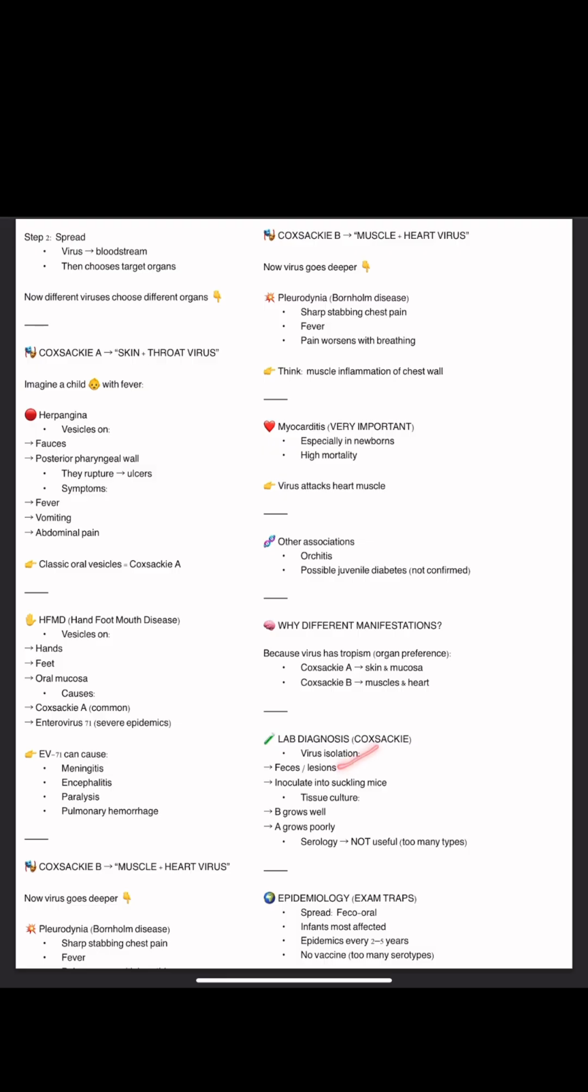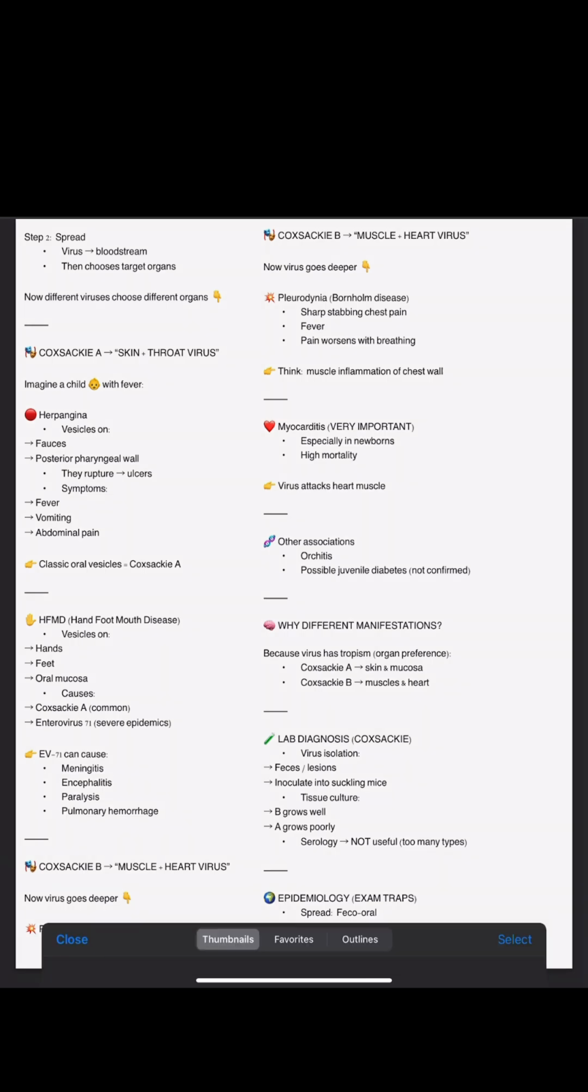Lab diagnosis: virus isolation from feces and lesions, inoculated into suckling mice or tissue culture. Coxsackie B grows well, A grows poorly. Serology is not useful, as there are too many types. Epidemiology: spread by the fecal route. Infants are most affected. Epidemics occur every 2 to 5 years. There is no vaccine because there are too many serotypes.